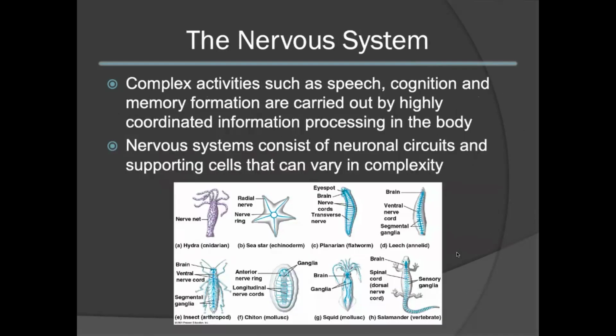We're now going to take a look at how neurons are organized within body systems. Complex activities such as speech, cognition, and memory formation are carried out in a highly coordinated information processing pathway in the body. In general, a nervous system consists of neuronal circuits and their supporting cells, and these systems can vary in complexity.